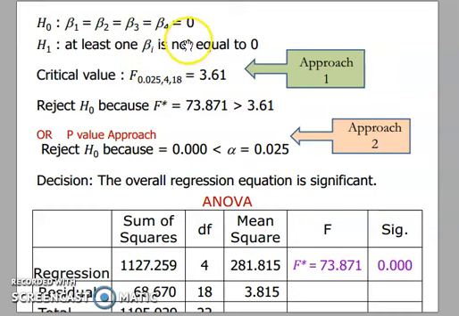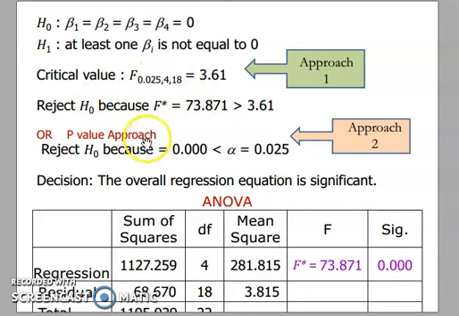Once you get the critical value, you compare with the calculated F. So the calculated F, this is the sum of squares, okay, so divide mean square of regression over mean square of residuals, then you get 73.871. So this one compared with the critical value, it is larger. So we know the decision is to reject H null.